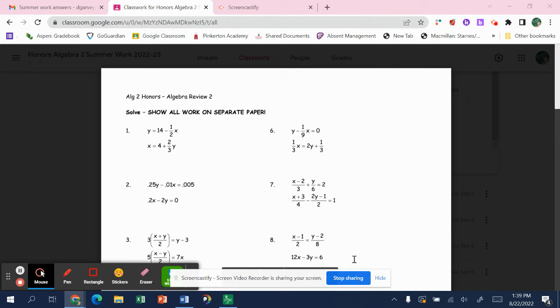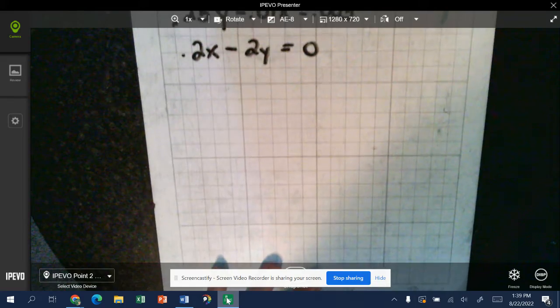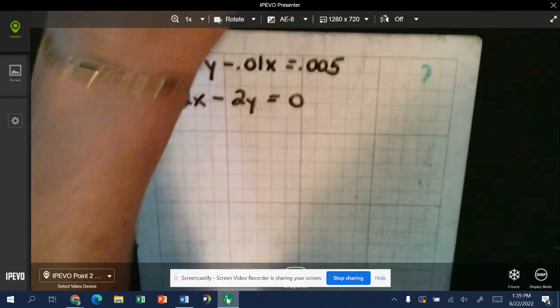All right, so this is Algebra Review 2, and I'm going to go over number 2. And you can see that there are some decimals in these simultaneous equations. So I think the first thing I would do is I'm going to go ahead and actually get rid of those decimals first off.